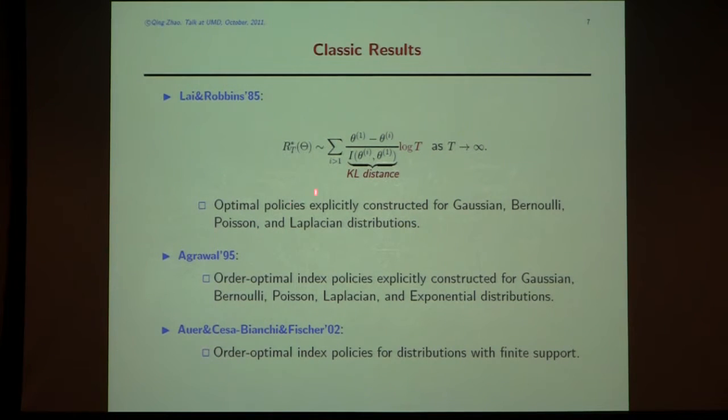So the policy is first only limited to these 4 distributions, and also the policy can be constructed only when we know the distribution type. So the only thing that's missing, that we don't know, is the expectation, the mean. But we have to know the distribution type in order to know how to construct a policy to achieve this minimum regret. So the follow-up work includes Agrawal's work in 1995. He developed a different type of so-called index policy, also only for specific distributions. So beyond the 4 that Lai and Robbins considered, it can also handle the exponential distribution.